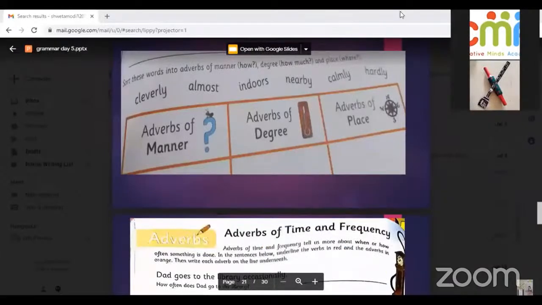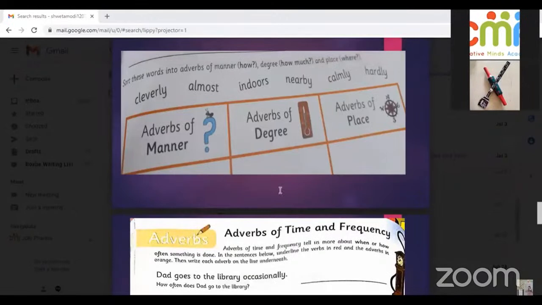Which word will go in manner? Which will go in degree and which will go in place? Manner will be calmly. Yes, two words you have to choose. Two words will go in each. Cleverly and calmly will come in manner.